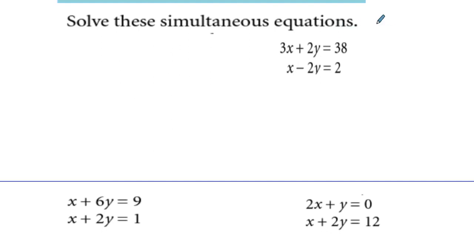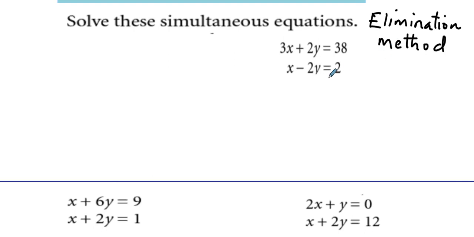The method is elimination method, and I introduced to you what it means by elimination method. The word elimination comes from the word eliminate, which means remove one letter and remain with the other letter whose value you are looking for. Okay. So we have this question here. Solve these simultaneous equations by elimination method.